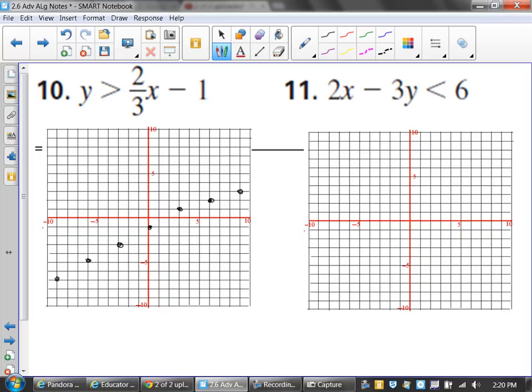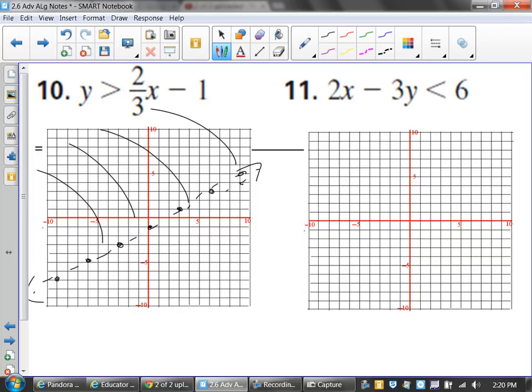Is that a solid or a dotted line? Then it's better. Does it go through the origin? No. So we tested. Is 0 greater than -1? Yes. I like the shape. All right? You always shade. On the next one, I'm going to show you the real easy way to graph this.